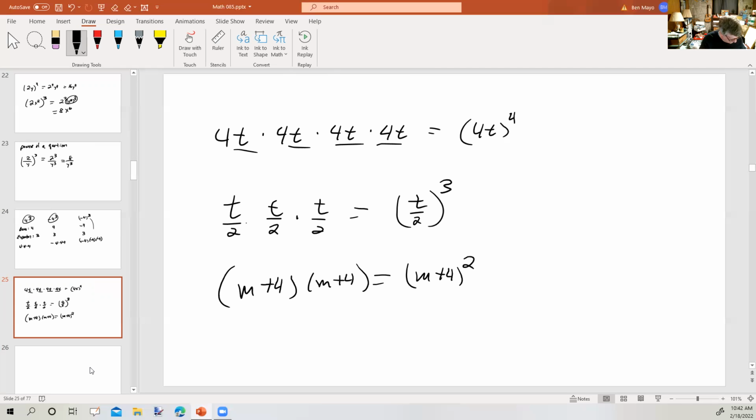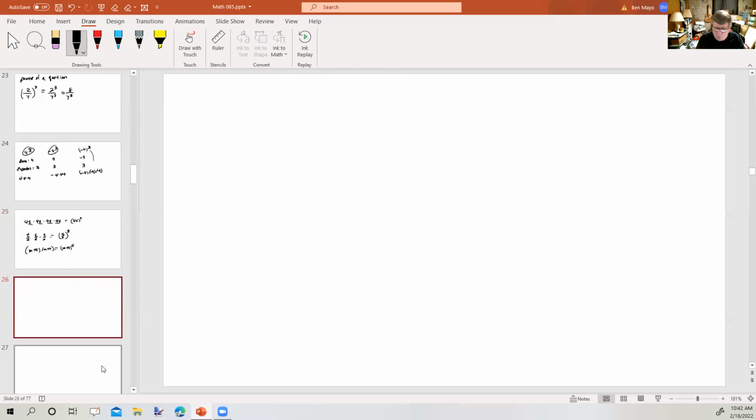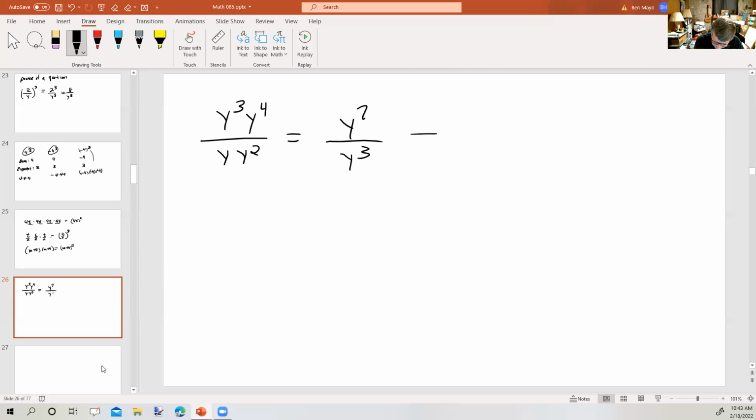Okay, let's see here. So we're going to just look at a bunch more examples of these rules. It says use the product and quotient rules for exponents to simplify each expression. y cubed times y to the 4th over y times y squared. Well, recall that when you're simplifying an expression, the fraction bar is a grouping symbol separating the numerator from the denominator. So in the numerator, I have y to the 3 plus 4, which is y to the 7th power. In the denominator, I have y to the 1 times y to the 2, which is y to the 3rd power. Then using the quotient rule, I get y to the 7 minus 3, which is y to the 4th power.